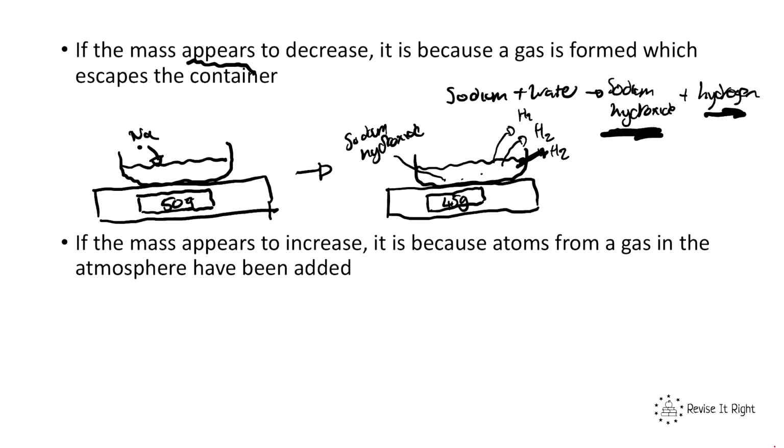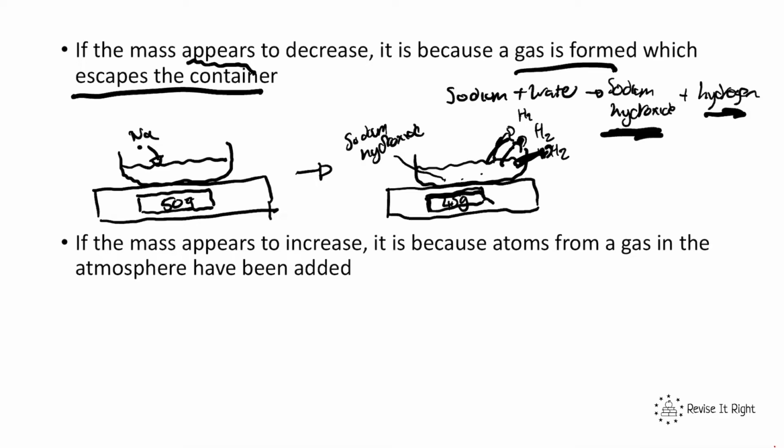But remember, we can't lose mass, i.e. we can't really destroy or gain atoms, but those hydrogen atoms have escaped. So it has made the balance, the scale, go down, but that is only because the scale is not measuring the hydrogen gas that's in the atmosphere. So it looks like in this reaction that it's lost mass, but it hasn't. It's because a gas has been produced and the gas has escaped from the container.